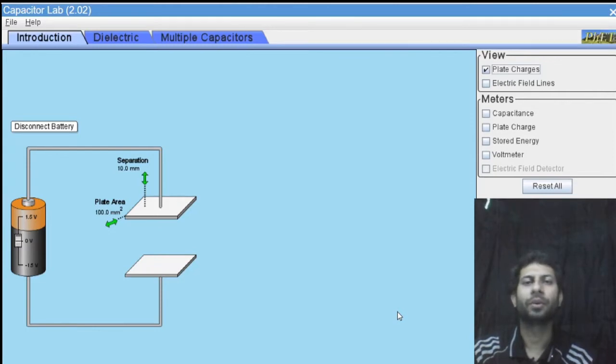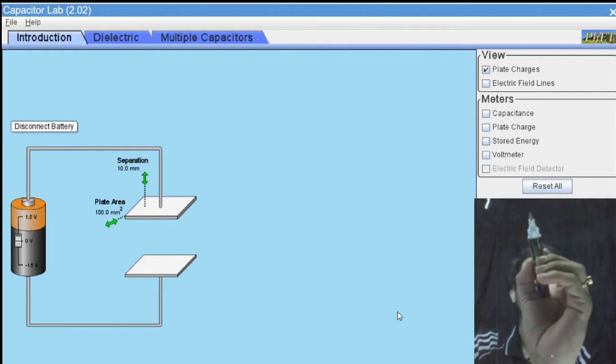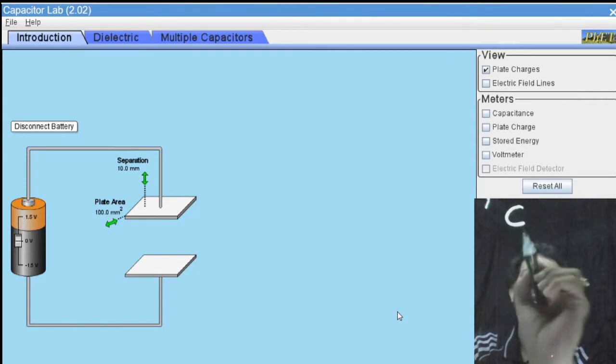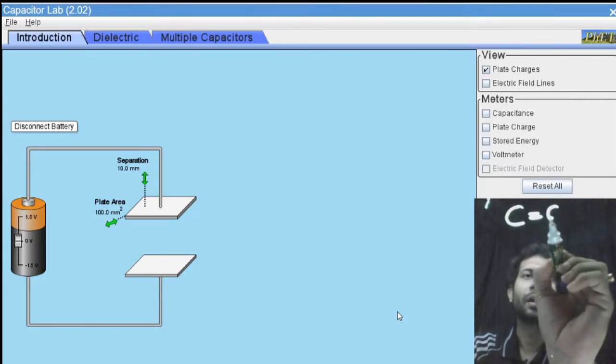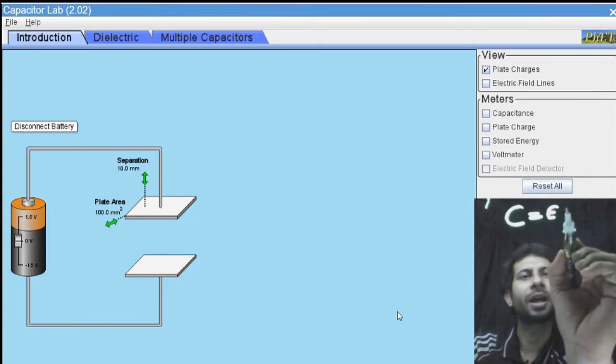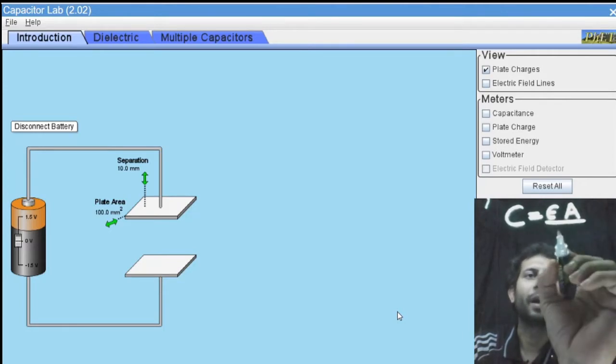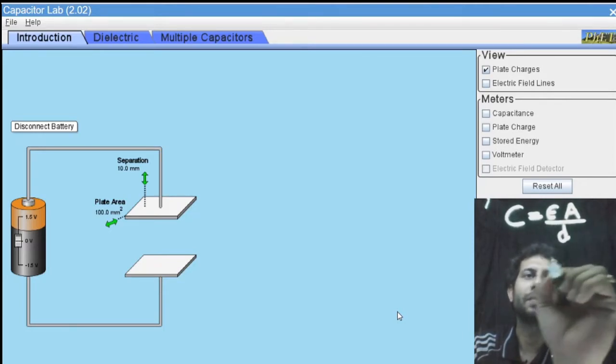Today, we are going to discuss and simulate the basic structure of a capacitor. What is a capacitor? A capacitor is a device specially designed to store charge. If we are talking about the parallel plate capacitor, this capacitance C is directly proportional to epsilon, A is the area of those plates, and inversely to the separation between these plates.